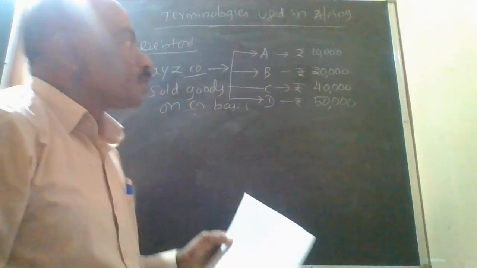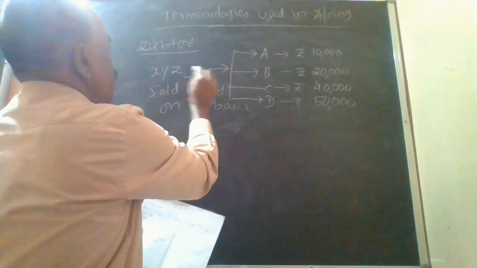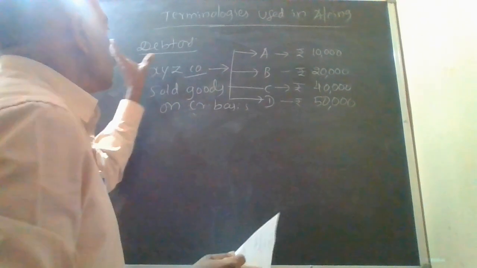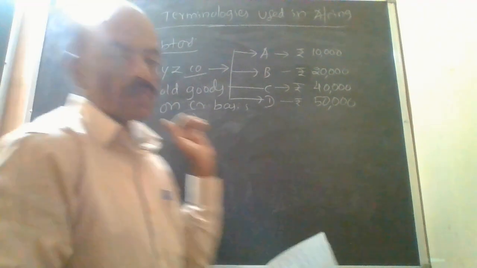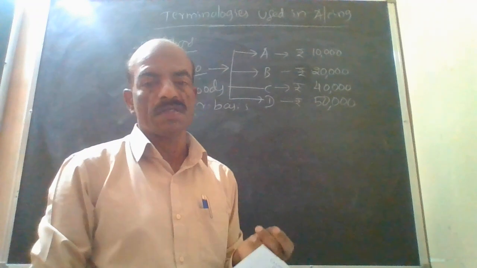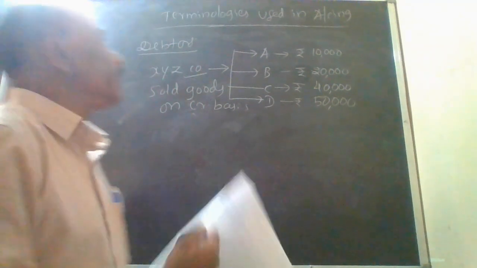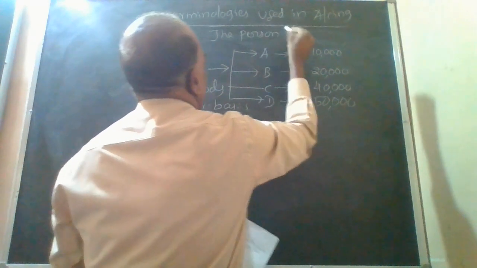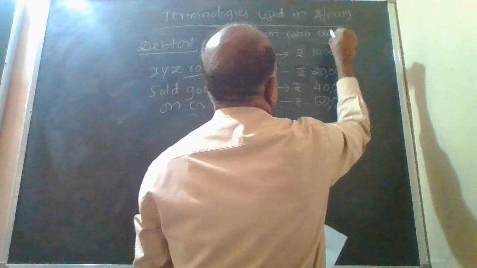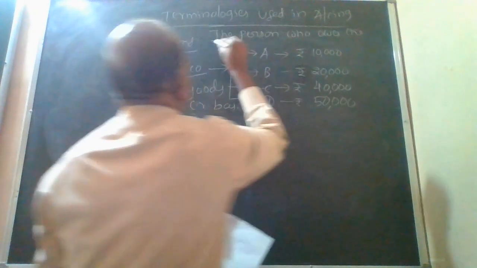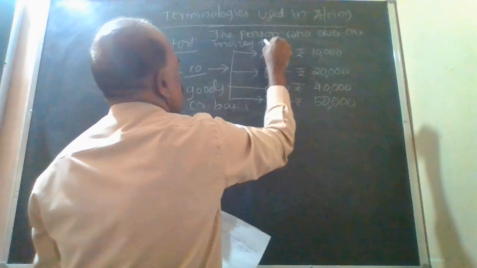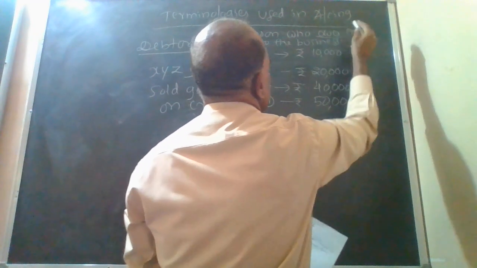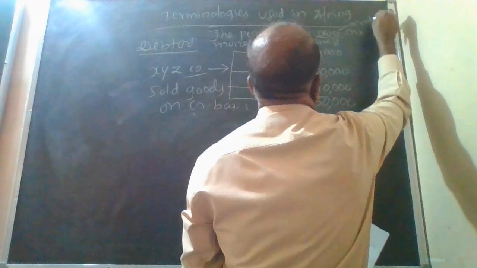So in this case, XYZ company sold goods on credit basis to various customers A, B, C, D. The simple meaning of debtors here is the person who owes the money to the business. Here owes means he is in credit. He is in debt.